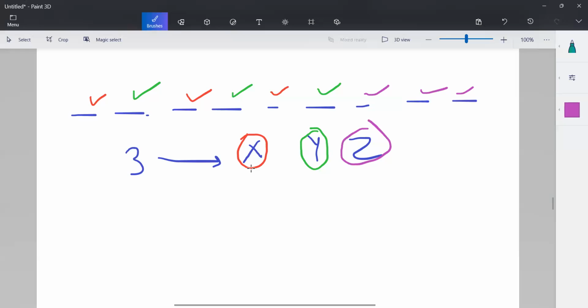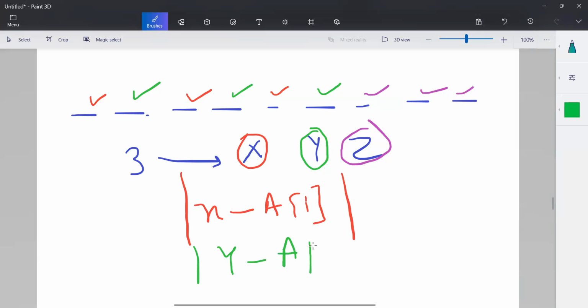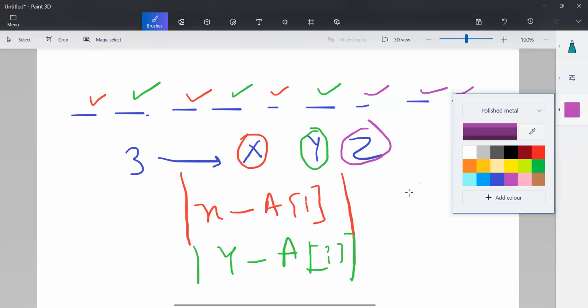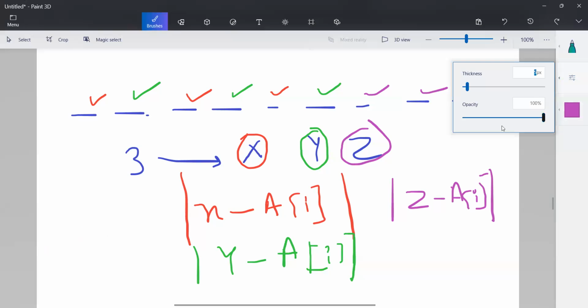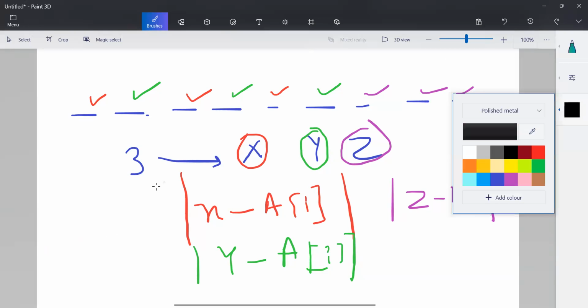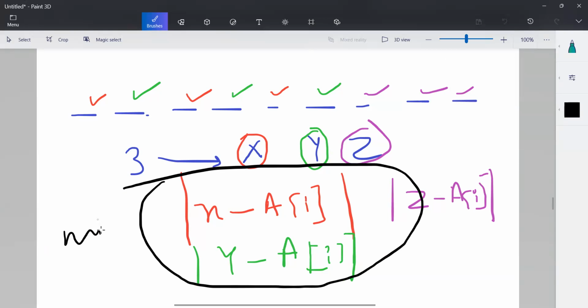So for all the selected values of x, what we need is x minus the absolute value of these selected values. Y will also select some values, so this is y minus a value selected by I. And then there are some z minus A of I. We need the maximum of all of these to be minimum. That is our task. So we need the maximum of these to be minimum.